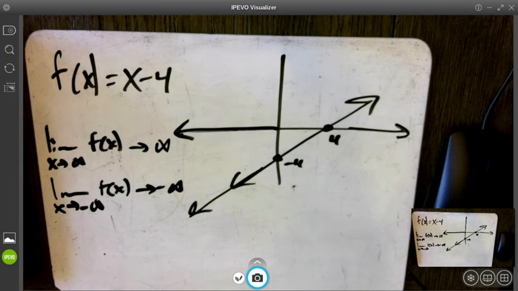Long-term behavior, just like those Khan Academy things that were already assigned that some of you have done and some of you have not. They are due today, by the way. So basically that's how it looks.